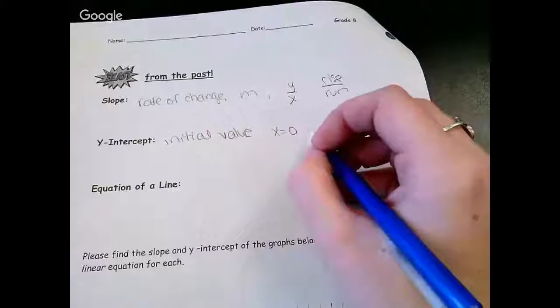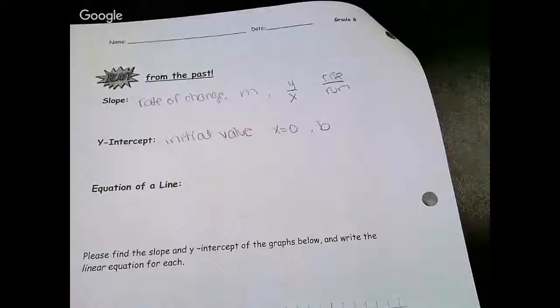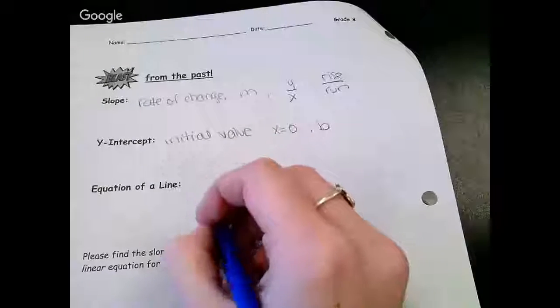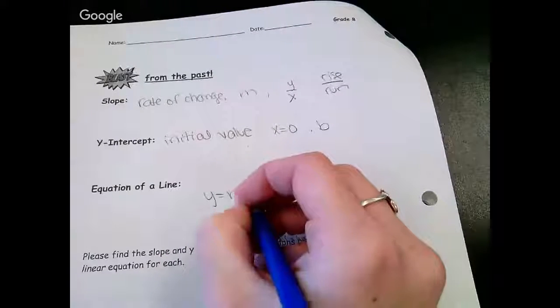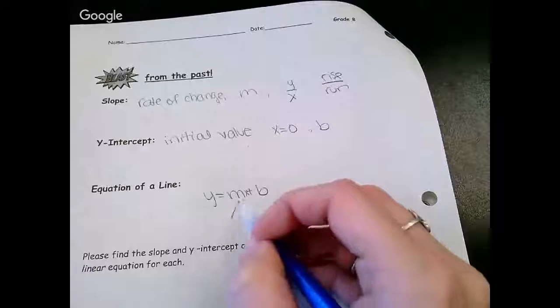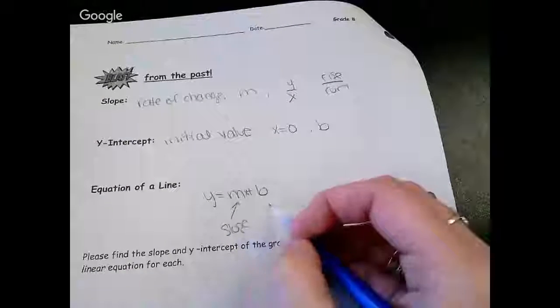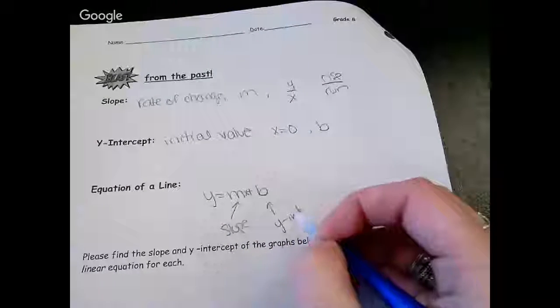And also remember that it's b in our equation. So remember, the equation of a line is y equals mx plus b. Miss Wall, make sure that x is in there. M is the slope. B is the y-intercept.